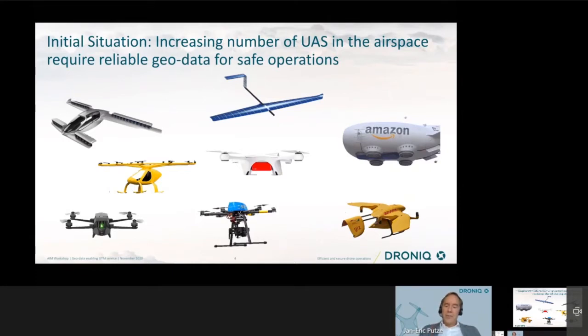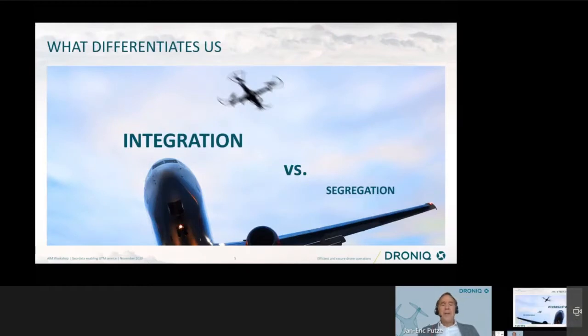And what is the approach of doing that? Dronic thinks, other than the EASA Commission, that we have to integrate the drones into the existing ecosystem or environment of manned aviation. This is very important because we don't see that segregation is what we need. And the technologies out there make it even possible to integrate drones into the existing environment. And this is what we think is the right way to do. So we make everyone visible, and this is very important.